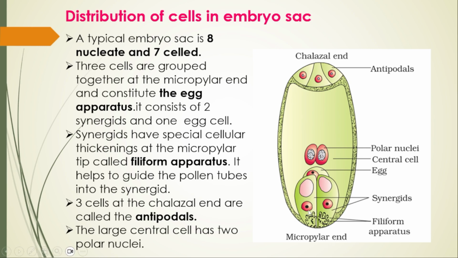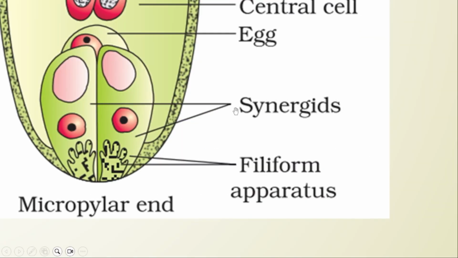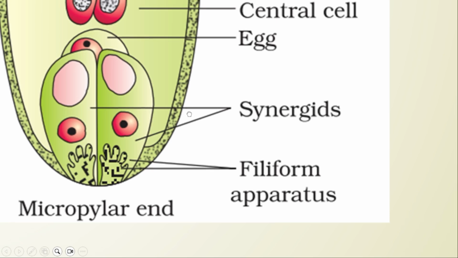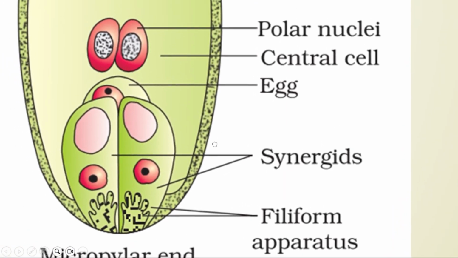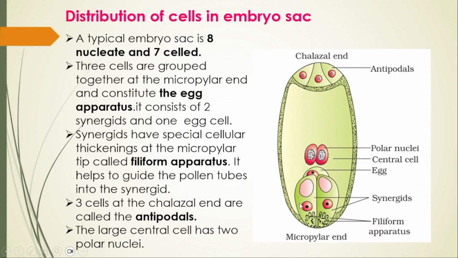And if you observe very keenly, in the synergids there are finger-like projections, isn't it? These finger-like projections are called the filiform apparatus. This is a very important structure. Whenever the pollen tube enters here, during fertilization, the entry of the pollen tube takes place here, and this filiform apparatus helps by guiding the pollen tube inside the synergids. Okay, you will come to know that in the next slides.